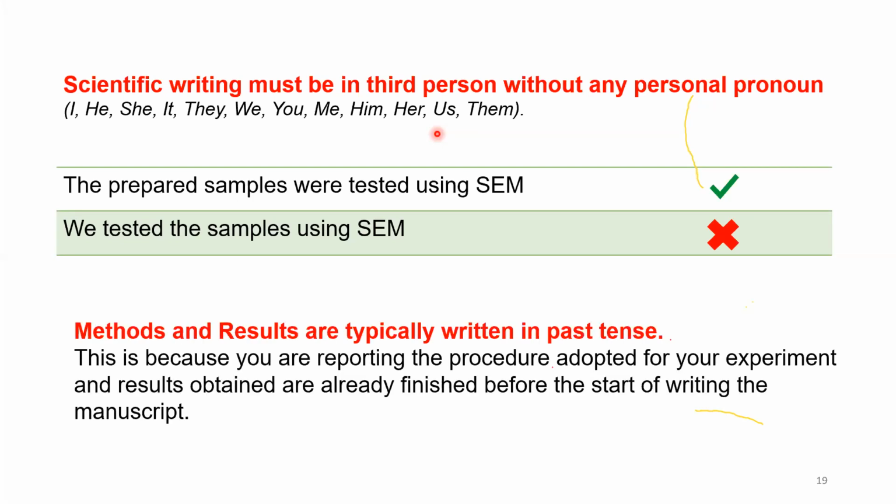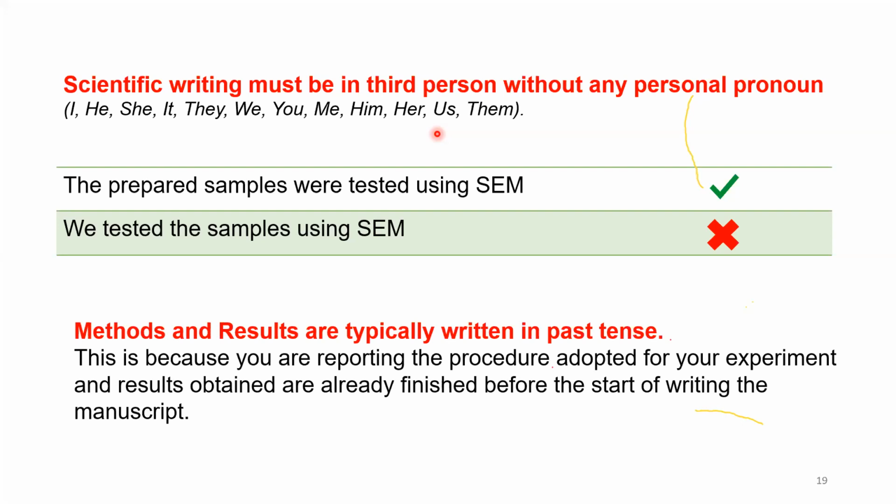Methods and results should be in past tense, because you have completed the experiment, so your method is over. Based on the experiment, you have obtained some results, so the results obtained are also over. So you have to write methods and results in past tense. Very, very important. You should not use present tense or future tense.